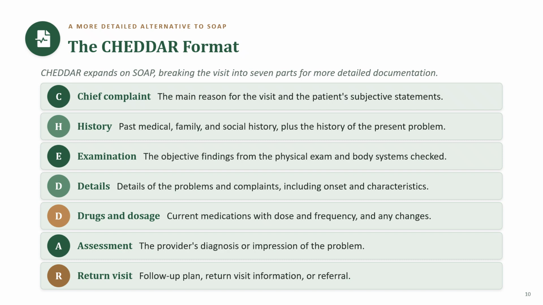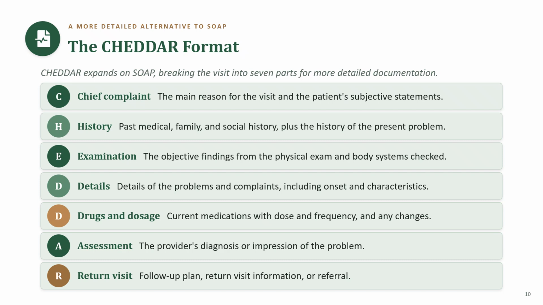Our last format is Cheddar, which you can think of as SOAP on steroids. Where SOAP has 4 parts, Cheddar breaks the visit into 7, which makes it useful when thorough documentation matters. For example, billing and coding. Let's walk through the letters.